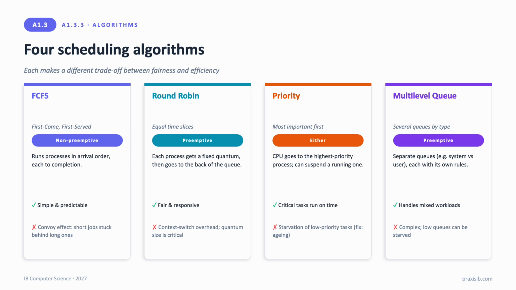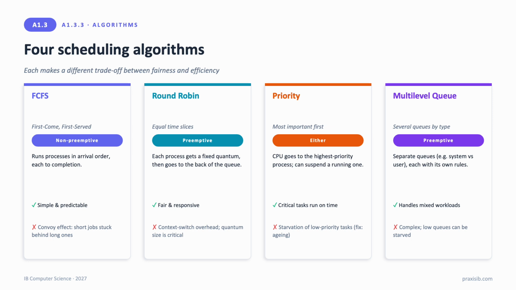Second, round robin. Here each process gets a fixed small time slice called a quantum. When its quantum runs out, it goes to the back of the queue and the next process gets a turn. This is preemptive. A process can be paused. It is wonderfully fair and responsive, but all that switching back and forth creates context switching overhead, and choosing the right quantum size is tricky.